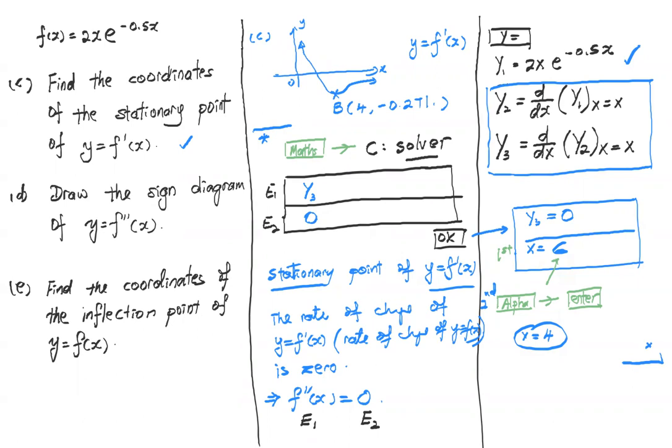So allow me to teach you how to draw the sign diagram of f double prime x. Can I? So I go to part D. Okay. Now we know that f double prime x equal to 0 when x equal to 4. Am I right? From the graph just now that we have. So my f double prime x, okay, I mark 4 here.